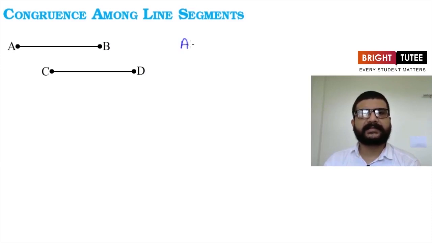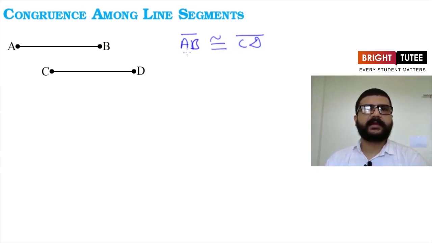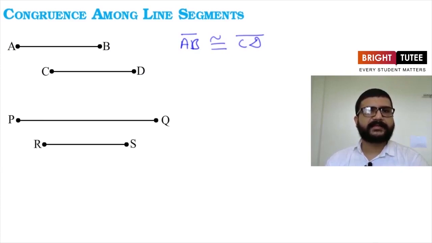And we write it like this: line segment AB is congruent to line segment CD. So here we have seen two line segments AB and CD are congruent. Now let's take one more example, and we have two line segments PQ and RS. Now what do you think about these two line segments? Are they congruent? What do we have to do for that?